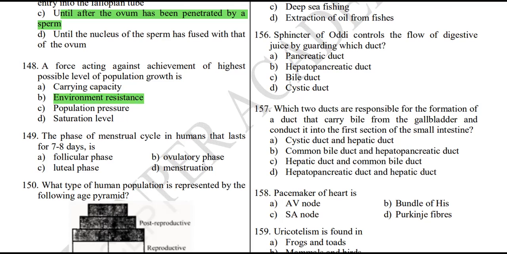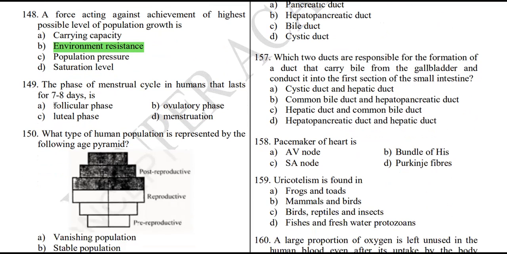Okay, the next one, the phases of the menstrual cycle. It lasts for 7 to 8 days. Very simple, follicular phase. The follicles have to be formed, the follicles have to mature, and then there would be the ovulation phase, and then the luteal phase. All these things.